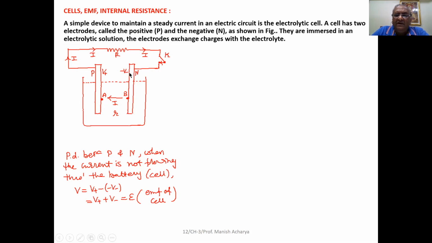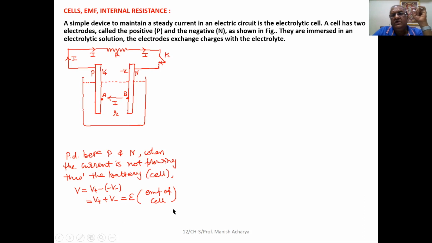So, when the current is not flowing through the battery or through the cell, if you have not connected the cell with a resistor in the outer circuit and no closed loop is formed, then obviously the current does not flow from the cell. So in that particular case, we can say the potential difference between these two electrodes P and N, that is V plus minus V minus.